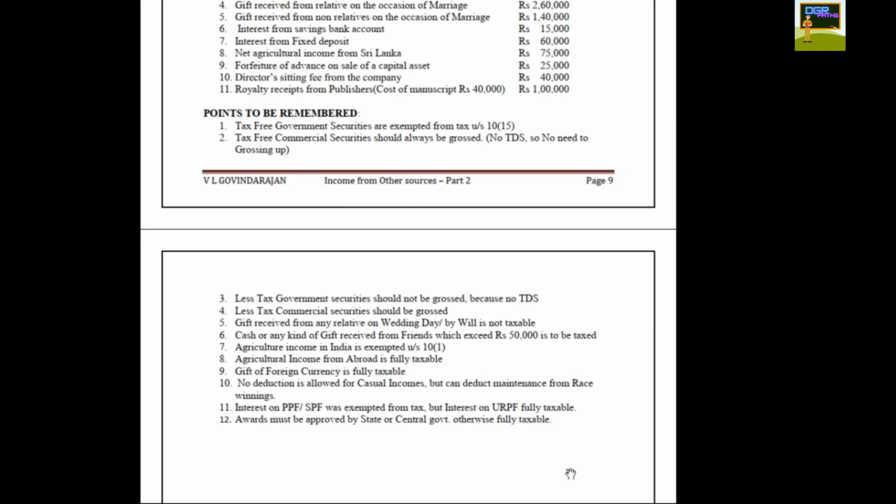Interest on public provident fund and statutory provident fund is exempted from tax, but interest on unrecognized provident fund is fully taxable. Awards must be approved by the state or central government, otherwise fully taxable.